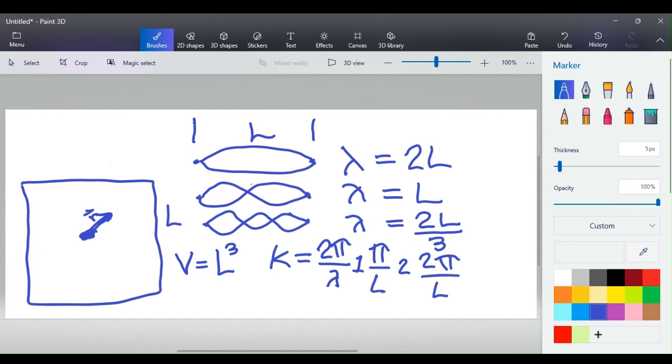Then we plug in this last one, the third harmonic of the fundamental, and what do we get? Well, let's see what we get here. We plug in a 2 over 3. Well, the 2's are going to cancel, and this 3, which is in the denominator down here, comes up, and it looks like 3 pi over L.